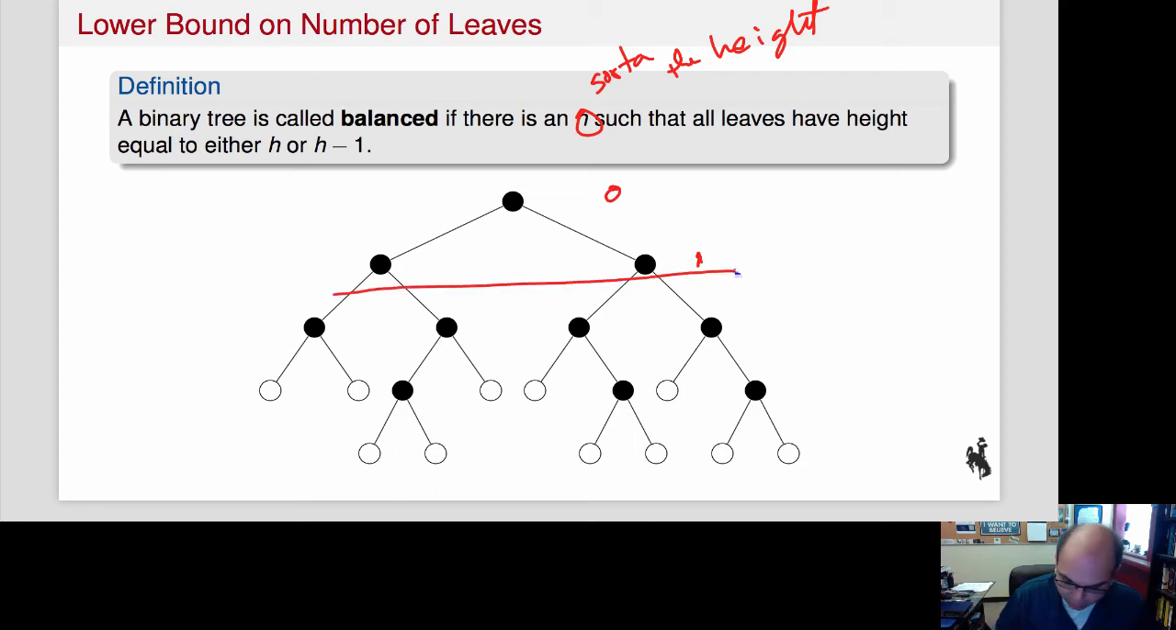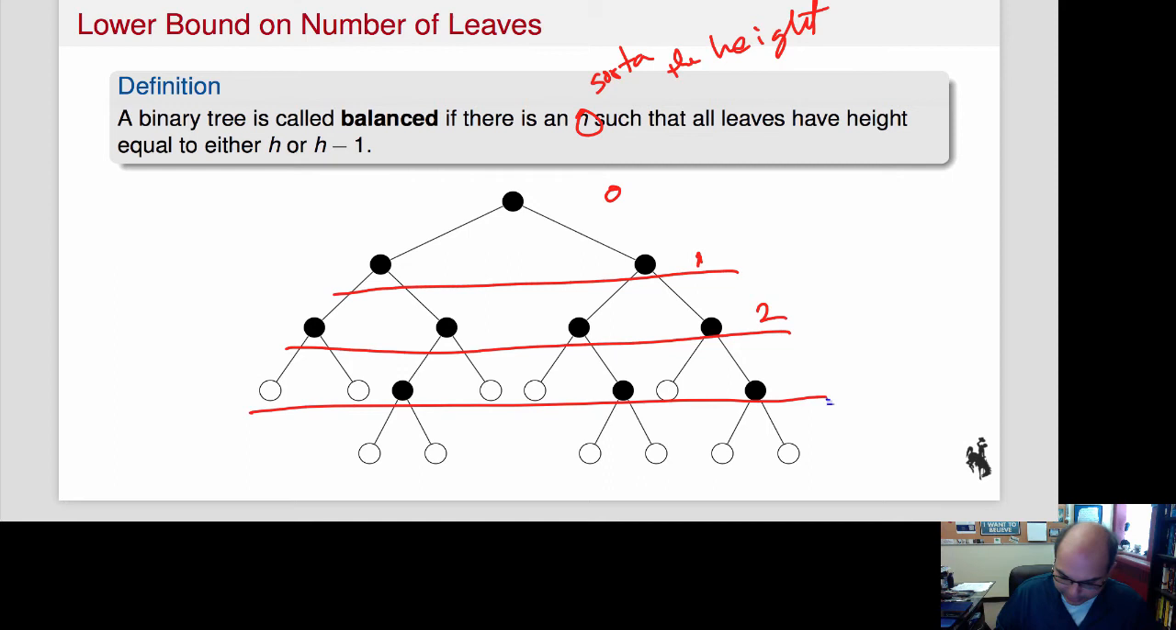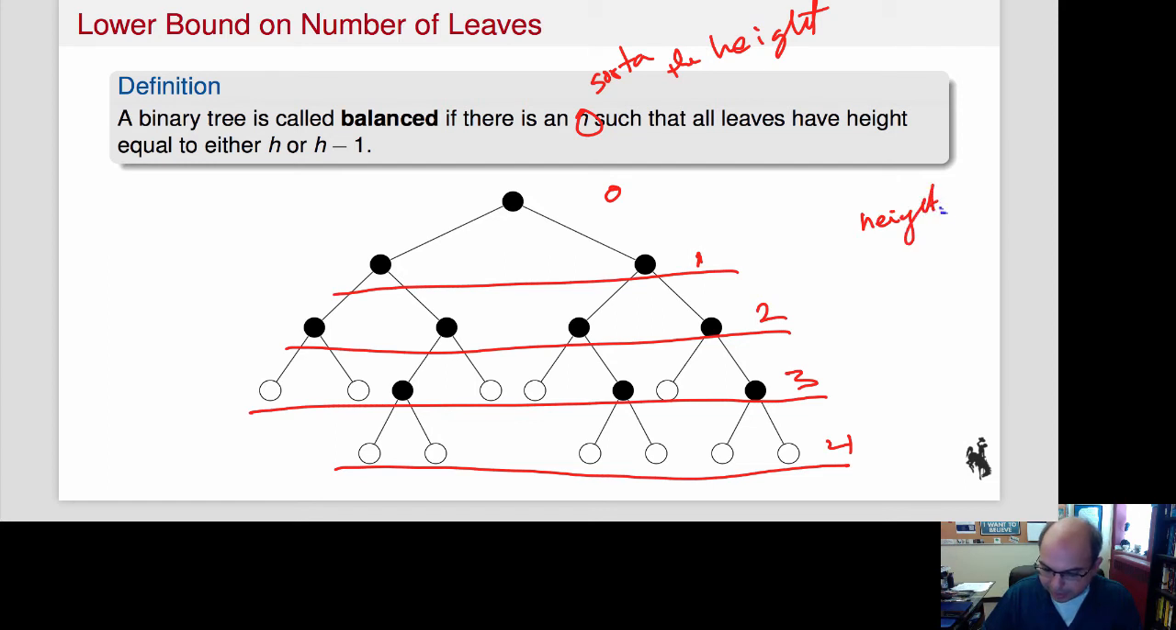These nodes are 1 step away from the root. These nodes here are 2 steps, and then these nodes are 3 steps away from the root, and those are 4 steps, right? The height is the maximum of those, so it's actually equal to 4. If I set h equal to 4, then I have some leaves that are at step 4 and some leaves at step 3, and there are no other leaves. They have to be in steps 4 or 3.